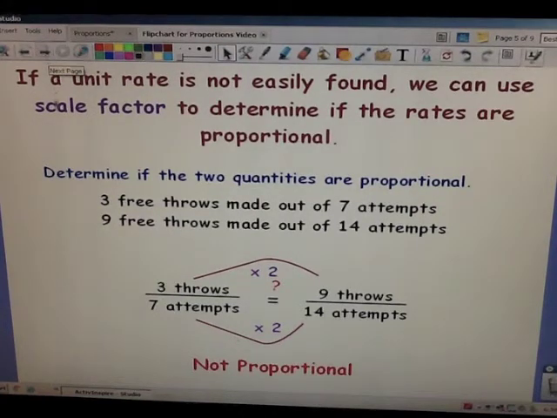Go ahead and stop the video. I would like for you to write down the second method of determining if rates are proportional. Do the example, and when you're done, go ahead and go on to the next page.